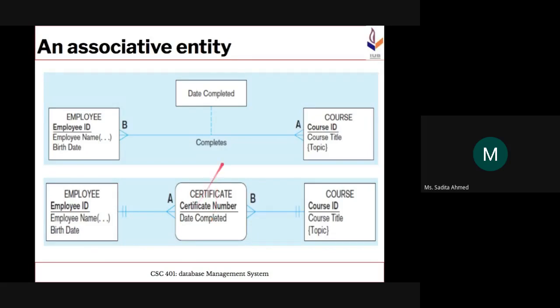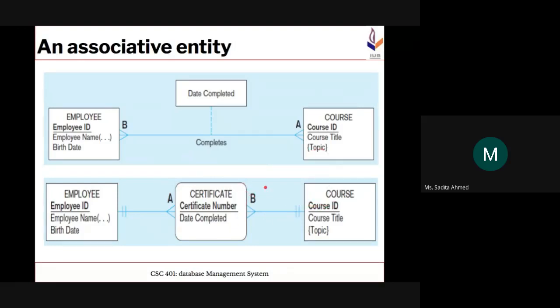So basically, a single certificate instance, I'm talking about an instance, a single row in the certificate table, will be associated with exactly one employee. That is, in the certificate table, a single row has only one employee ID. However, a single employee ID can receive multiple certificates. That is, in the certificate table, a single employee ID can have multiple rows. But a single row in the certificate table has only one employee ID.